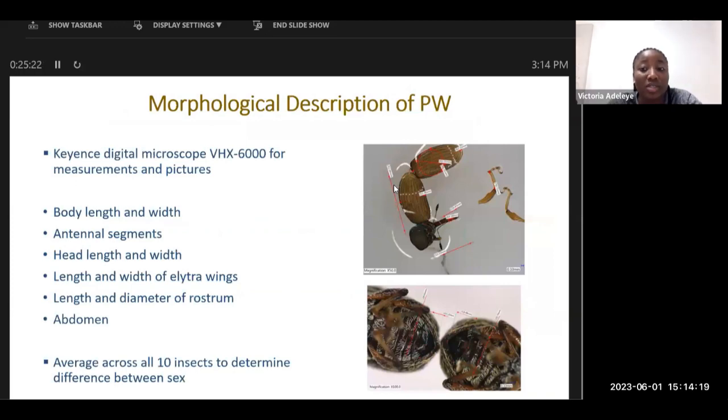And also I was able to observe the adults under the microscope, and I was able to measure the different body lengths and weights, antennal segments, and all of the above mentioned characters or body parts. And at the end, I averaged across all of the insects to determine the difference between the sexes.